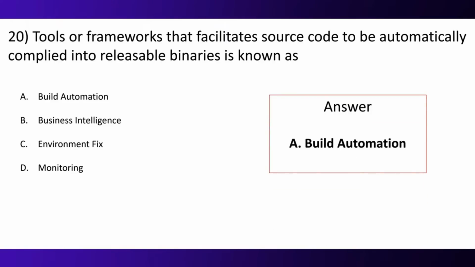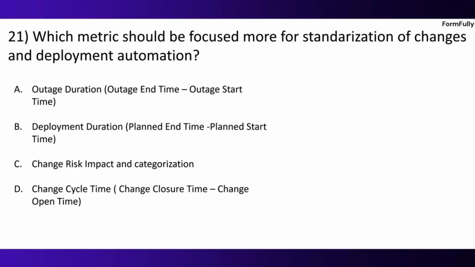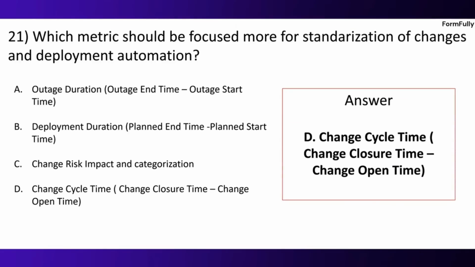Build automation. Question 21. Which metric should be focused on more for standardization of changes and deployment automation? Option A. Outage duration, outage end time minus outage start time. Option B. Deployment duration, planned end time minus planned start time. Option C. Change risk impact and categorization. Option D. Change cycle time, change closure time minus change open time. And the correct option is D, change cycle time.